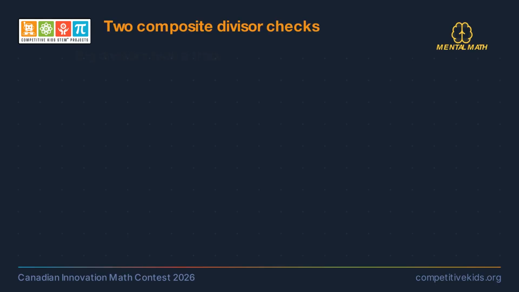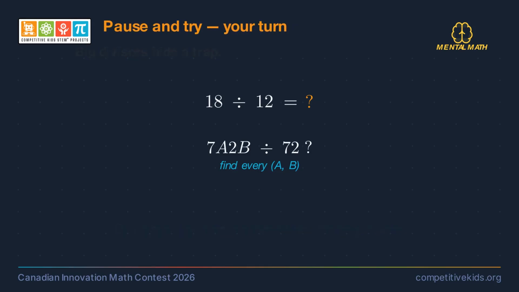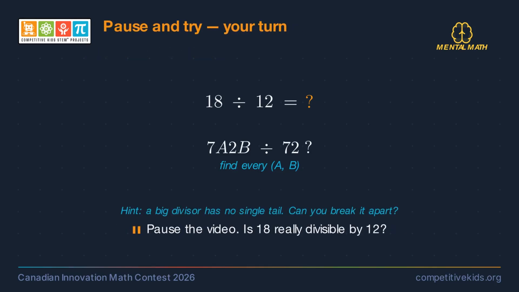2 checks, both with composite divisors. Is 18 divisible by 12? Then find every a and b so that 7a, 2b is divisible by 72. 1 looks easy. 1 has 2 blanks, no long division. Pause the video. Is 18 really divisible by 12? Here is a hint. A big divisor has no single tail. Can you break it apart?